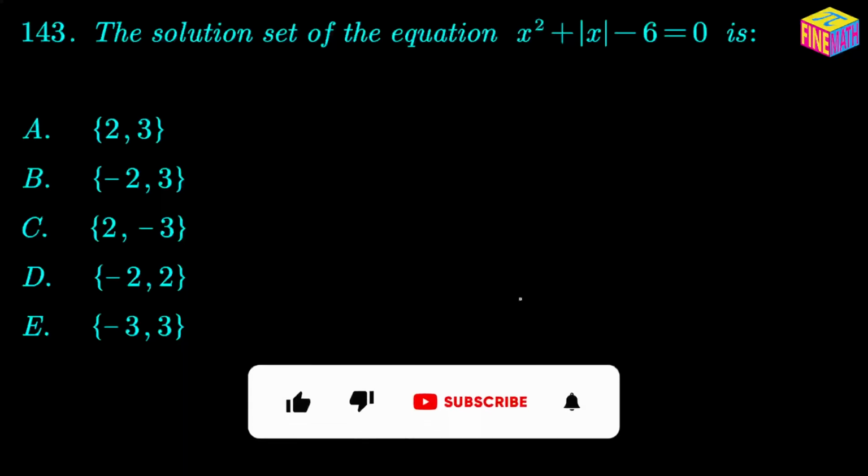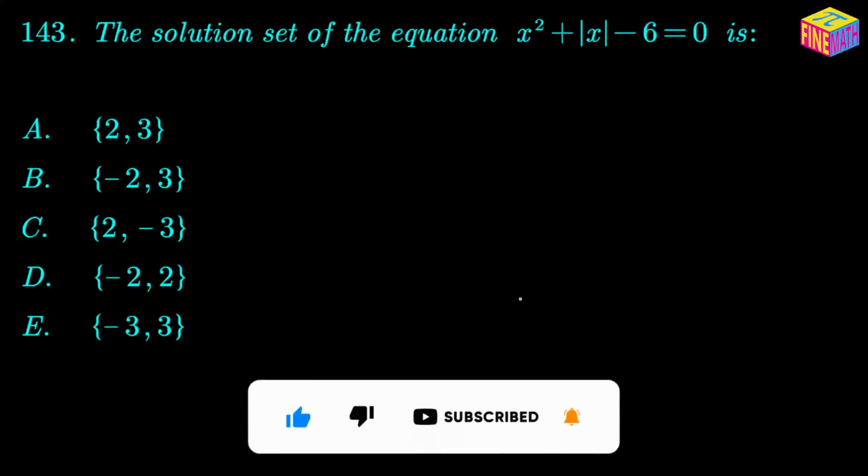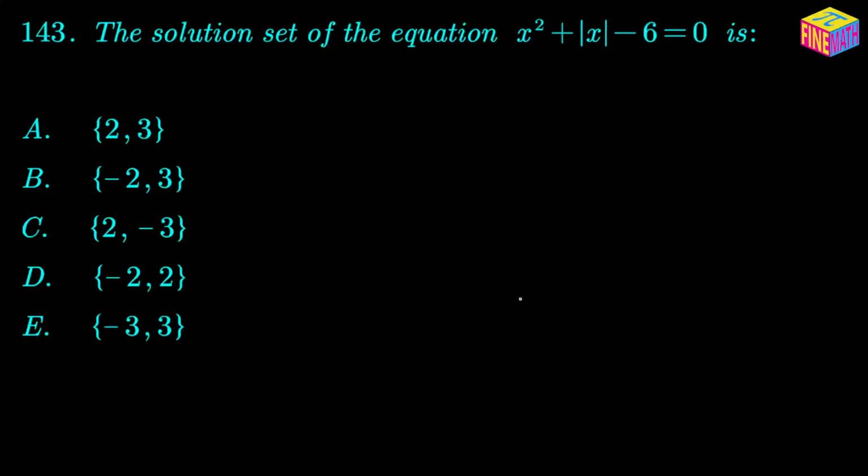So let's get started. Here the question says the solution set of the equation x squared plus modulus of x minus 6 equals 0 is which of the following 5 sets? So essentially here we have to find the solution set for this equation. Now the equation looks like a mixed kind of equation, right? So let's first note it down. So the given equation is like this.